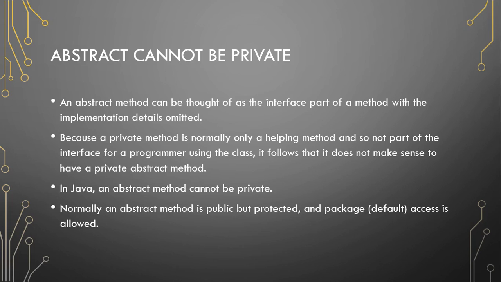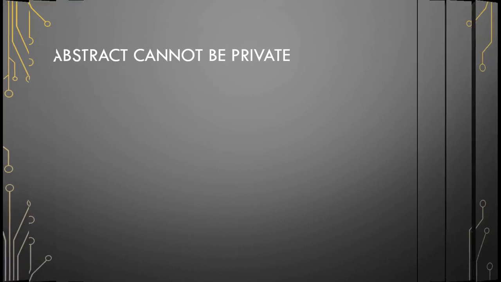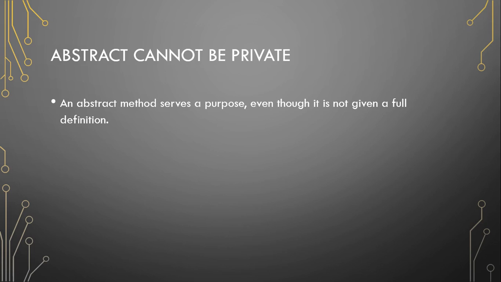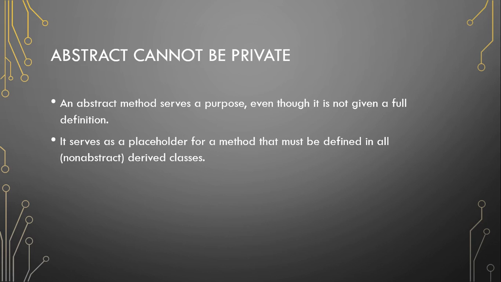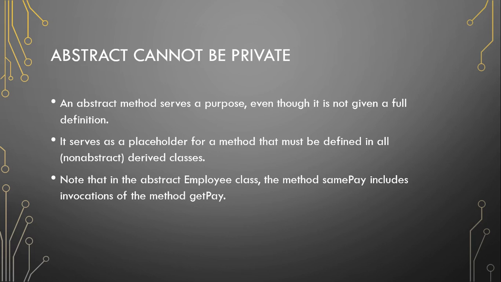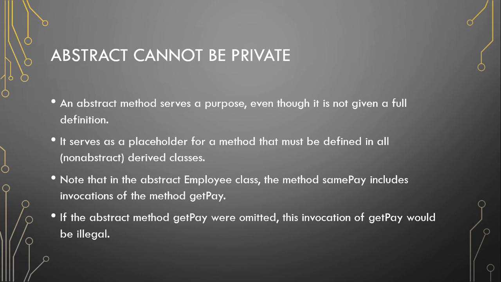Normally an abstract method is public, but it can also be protected, and the default package access is allowed. Now, an abstract method does serve a purpose even if it is not given a full definition. It typically will serve as a placeholder for a method that must be defined in all non-abstract derived classes. Note that in the abstract Employee class, the method samePay includes invocations of the method getPay. If the method getPay were omitted, this invocation of getPay would be illegal.